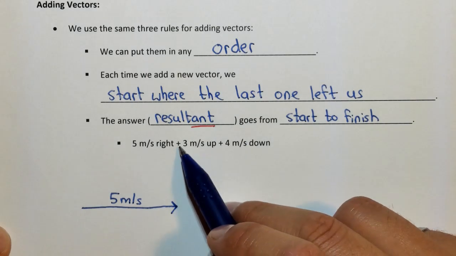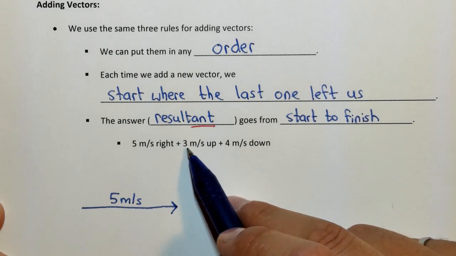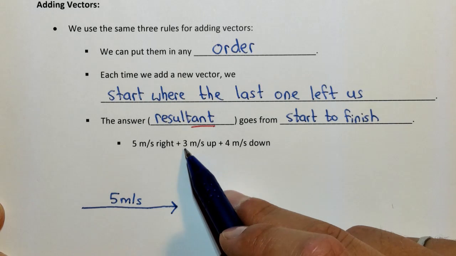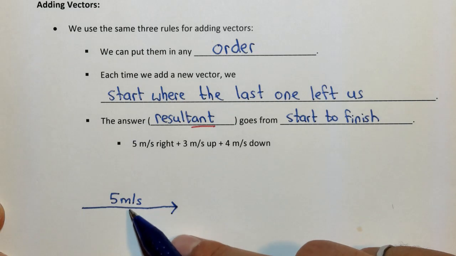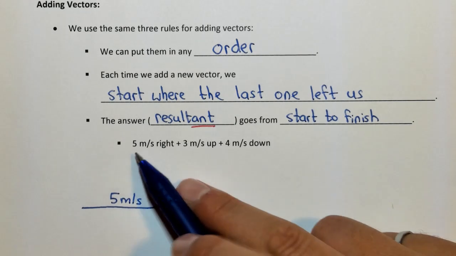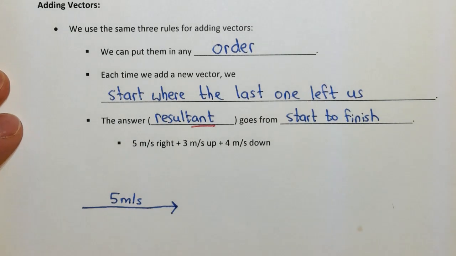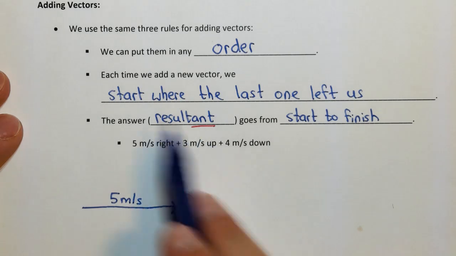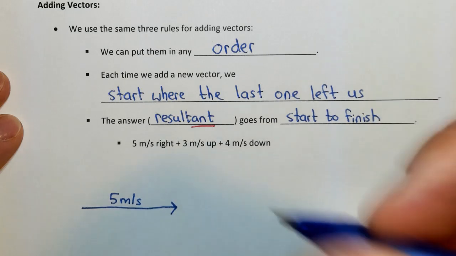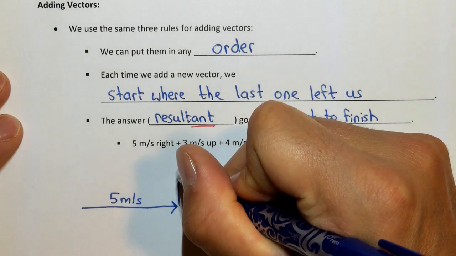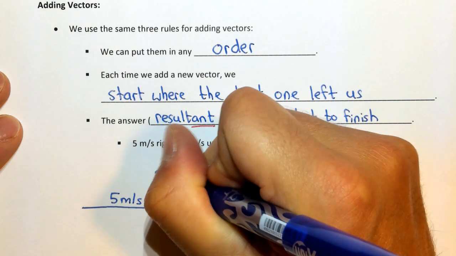And I'm going to add to that 3 meters per second up. So I'm going to draw an arrow that has a length of 3 instead of a length of 5. So it'll be shorter than this arrow, but a little more than half its length, because 3 is a little more than half of 5. And this arrow is going to be going up. But where do I put this arrow? Well, remember, every time I add a new vector, I start where the last one left us. This guy left me here, so that's where I'm going to start my next vector. And it'll be 3 meters per second up.